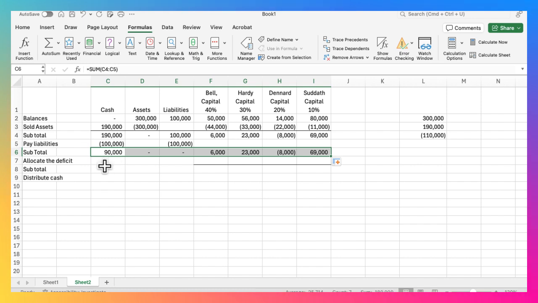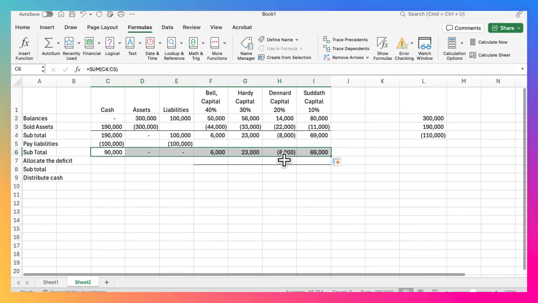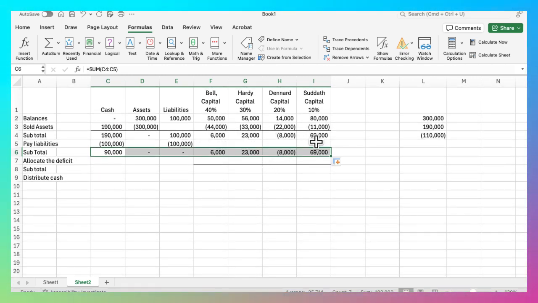So we can see, after we pay the liabilities, we have $90,000 in cash. Bell has $6,000 in his capital account, Hardy has $23,000, and Denard has a deficit of $8,000. Well, in the problem, they didn't tell us that Bell is going to contribute money to get rid of that capital balance. Nothing like that. So what we need to do now is allocate that deficit. We need to take the $8,000 of Denard and allocate it to Bell, Hardy, and Sadath.